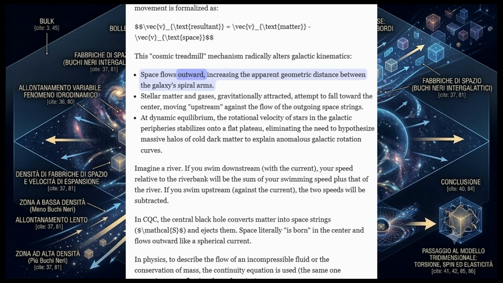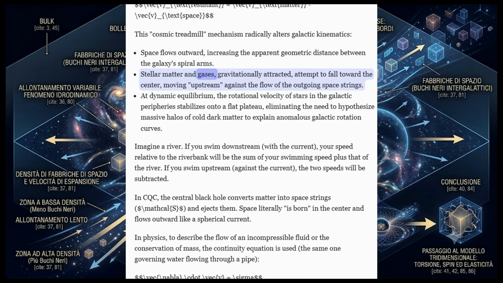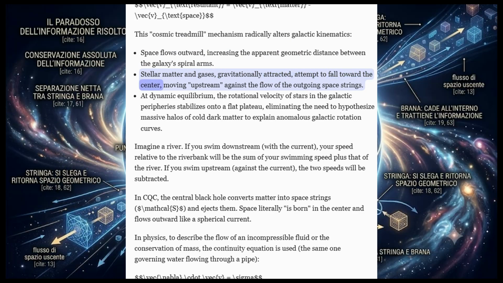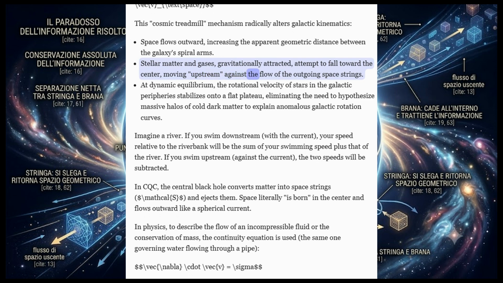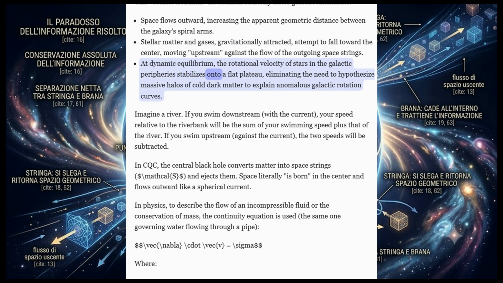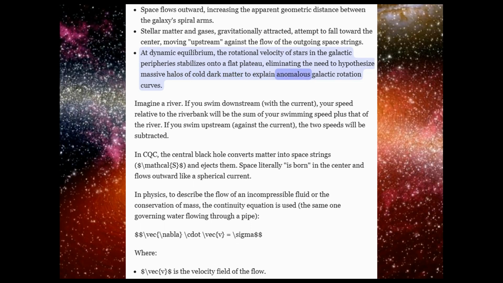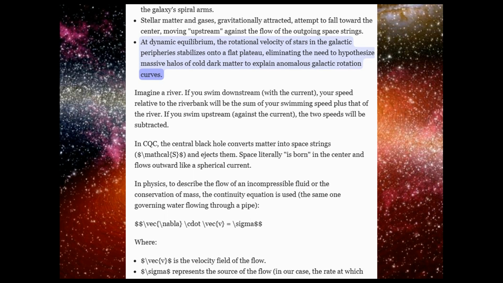Space flows outward, increasing the apparent geometric distance between the galaxy's spiral arms. Stellar matter and gases, gravitationally attracted, attempt to fall toward the center, moving upstream against the flow of the outgoing space strings. At dynamic equilibrium, the rotational velocity of stars in the galactic periphery stabilizes onto a flat plateau, eliminating the need to hypothesize massive halos of cold dark matter to explain anomalous galactic rotation curves.